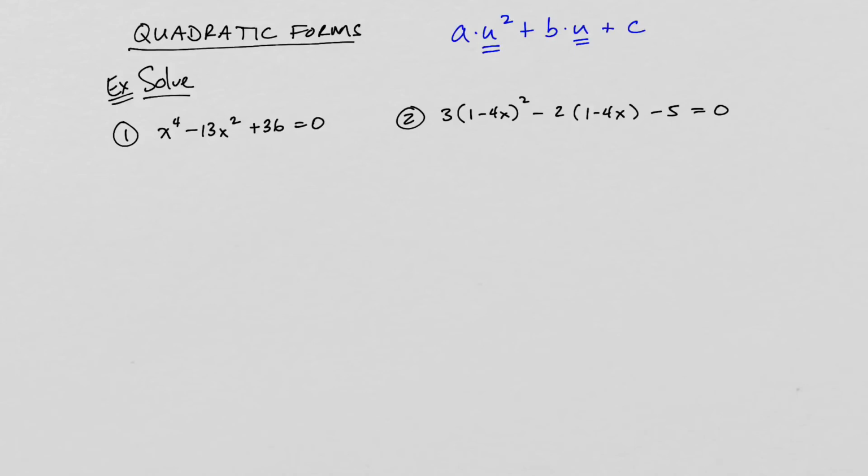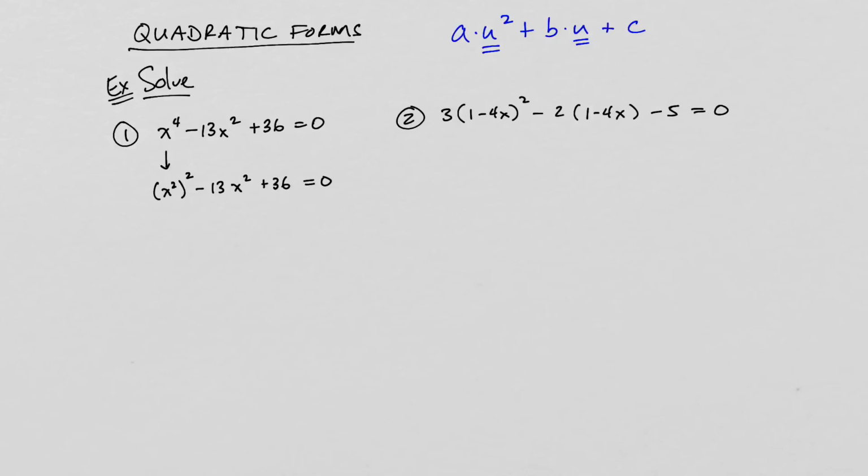So, for example, our first equation here, x to the 4th power minus 13x squared plus 36 equals 0. This is not a quadratic equation, because a quadratic equation is a second-degree equation. This is a fourth-degree equation. However, this is a quadratic form. You can see that this equation resembles this expression here. So what we can do is we can rewrite the equation as follows. x to the fourth is the same as x squared squared. And then we have minus 13x squared plus 36 equals 0.